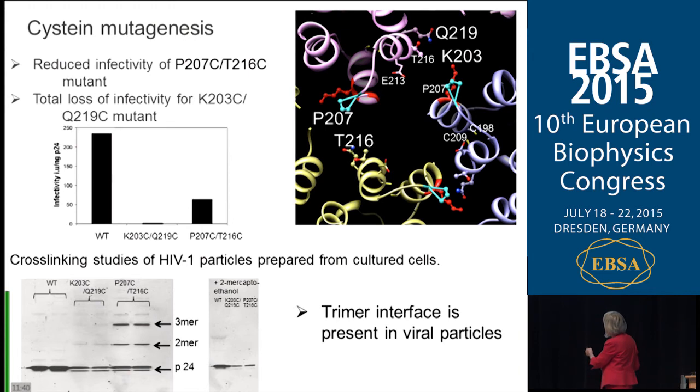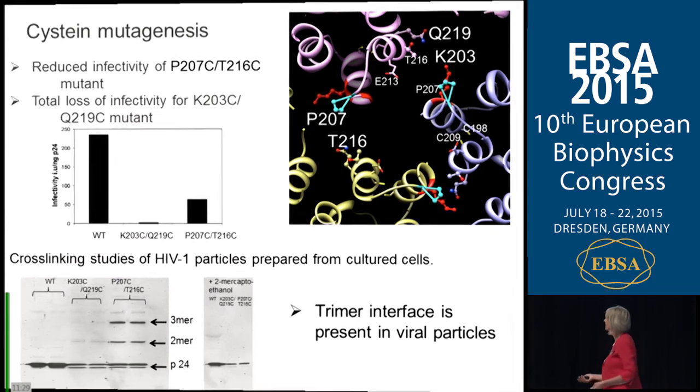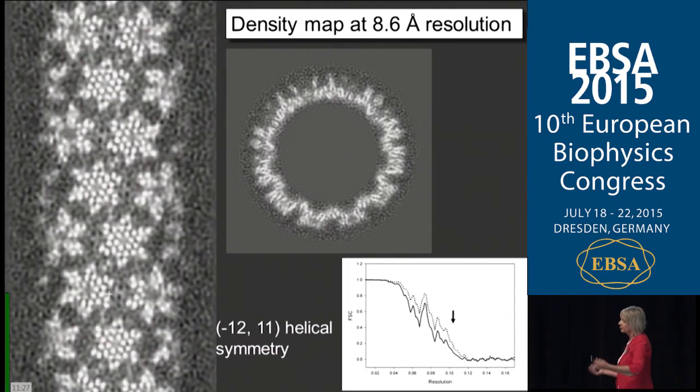And this interface we can also cross-link in real HRV particles that we've got from cultured cells. So it's not just in the test tube. So time goes on, cryo-EM methods improved. By now there's a density map at 8.6 angstrom.